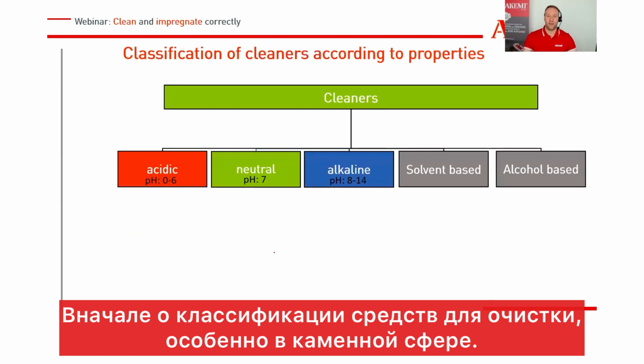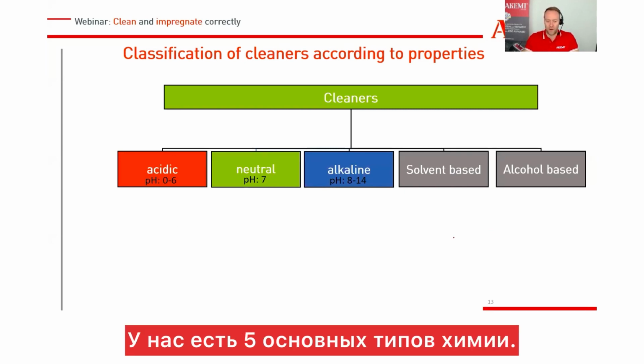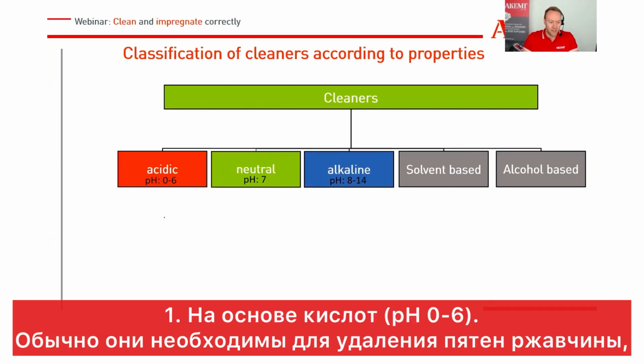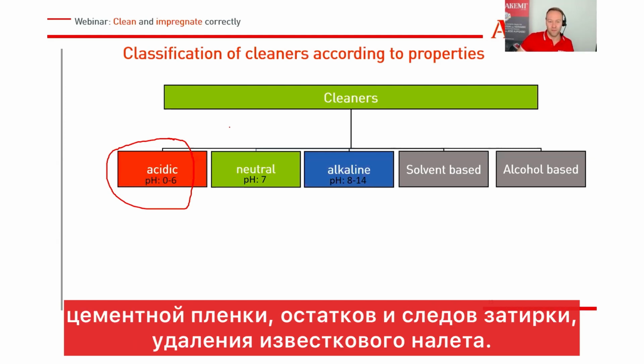First, the classification of cleaners, especially in the stone industry. We have 5 different chemical bases. We have acidic cleaners, pH 0 to 6. Where do I need them? Usually when I have, say, rust stainings, they usually get removed by acidic cleaners. When I have concrete film, residues of grout material, I usually use acidic products for that. Also to remove lime scale, of course. These are typical acidic products.